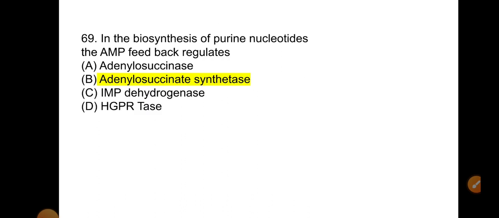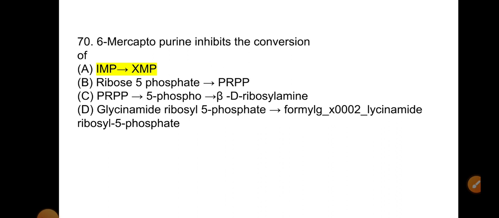Okay. In the biosynthesis of purine nucleotides, the AMP feedback regulates adenylosuccinate synthetase. This is all rectification part, so you'll have to remember these, but not in this much detail. Just remember whatever is in Pathfinder, that is enough for you guys from metabolism part. 76. Mercaptopurine inhibits the conversion of IMP to XMP.